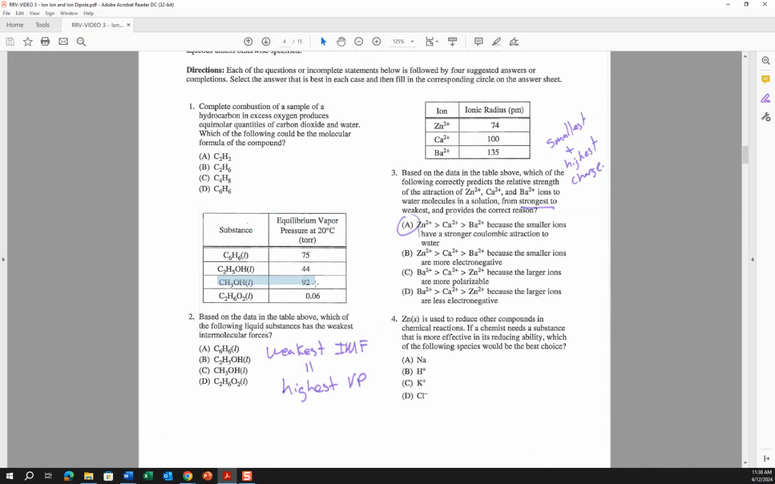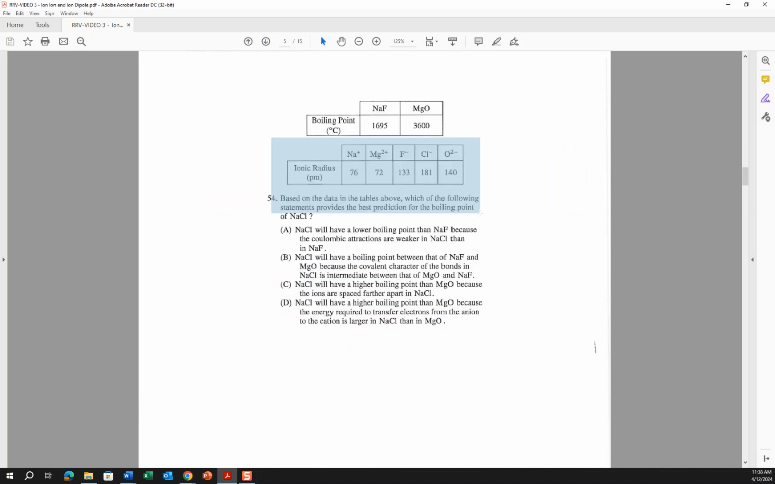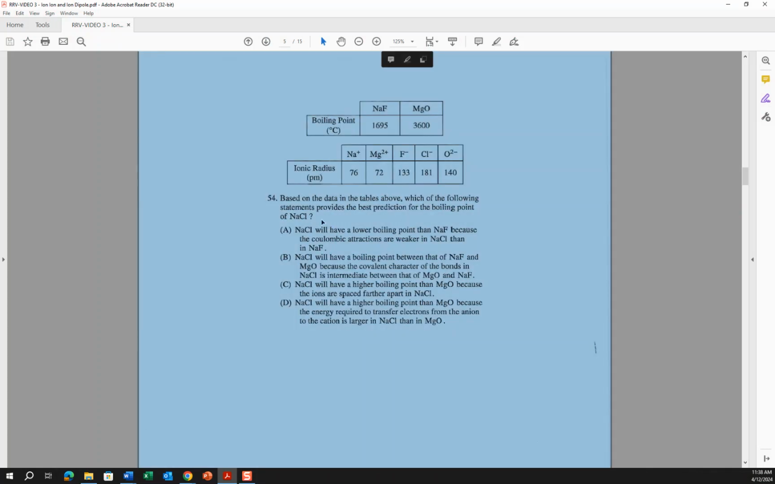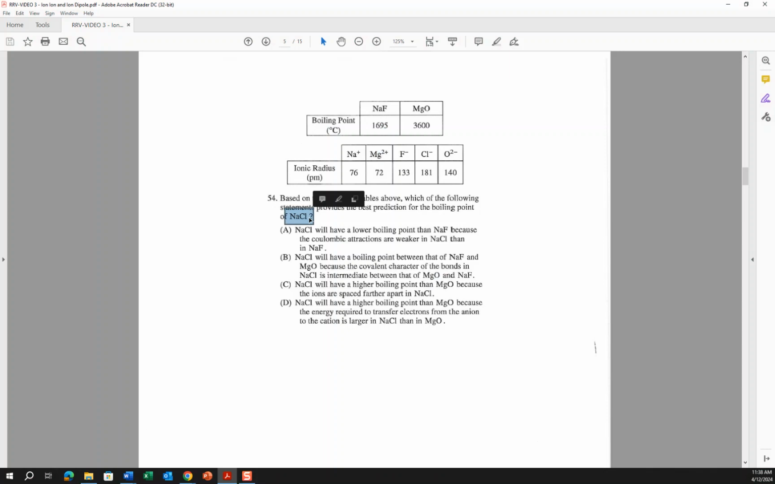All right. So again, we have some ions, and this gives us the boiling point of sodium fluoride and magnesium oxide, and they're asking us to predict sodium chloride's boiling point. Is it going to be less than sodium fluoride? Is it going to be greater than magnesium oxide? Or is it going to be in between? So it's asking which of these ionic compounds has the strongest ion-dipole interaction. Now they give us the radius, but we could just use trend based on this.